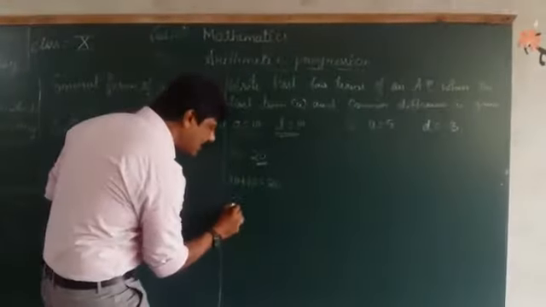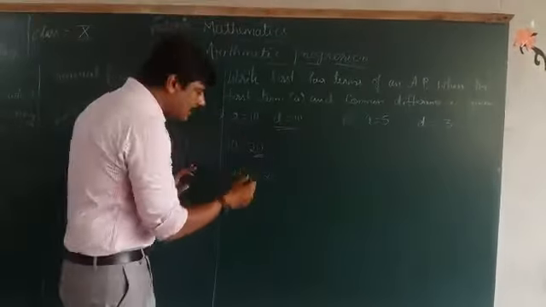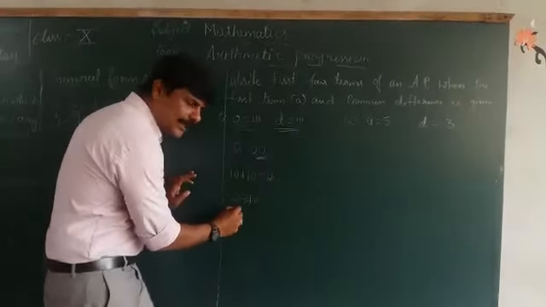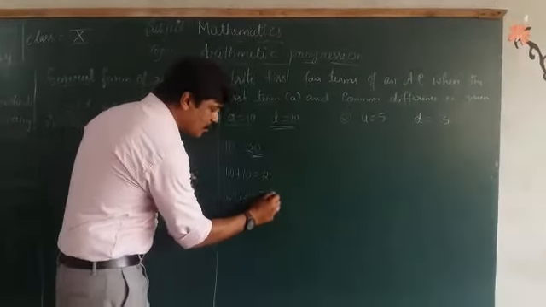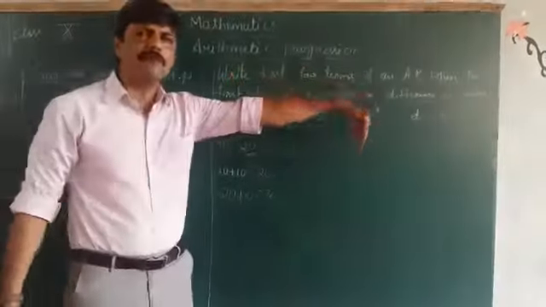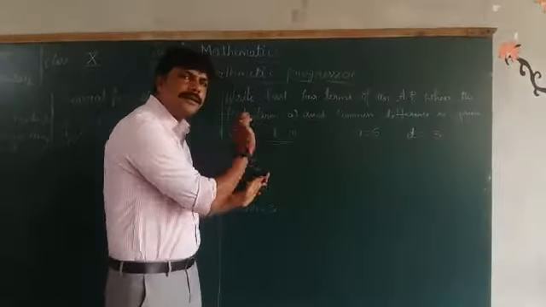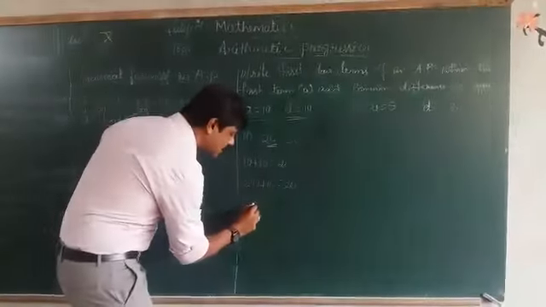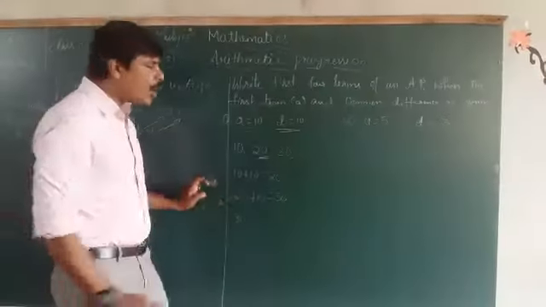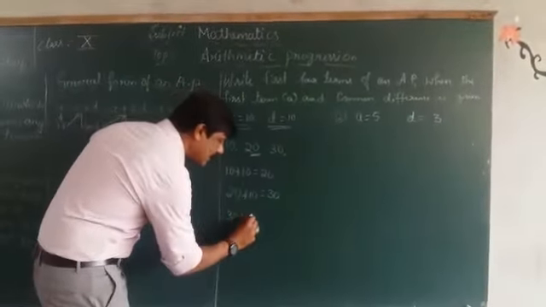What is the second term here? The second term is 20. How do you get the third term? Add the common difference to the second term, so that you get the third term. 20 plus 10 is 30. How do you get the fourth term? By adding the common difference again to the third term. What is the third term here? The third term is 30. Add the common difference to the third term, 30 plus 10 is equal to 40.